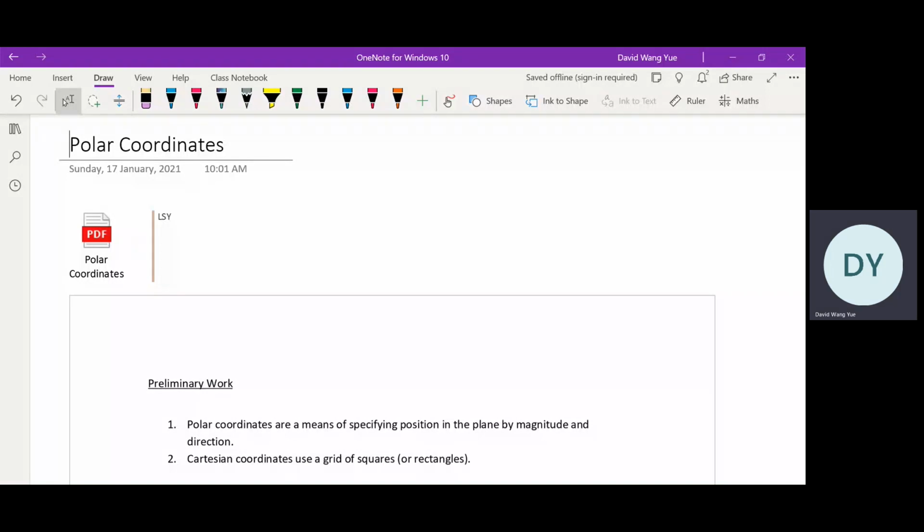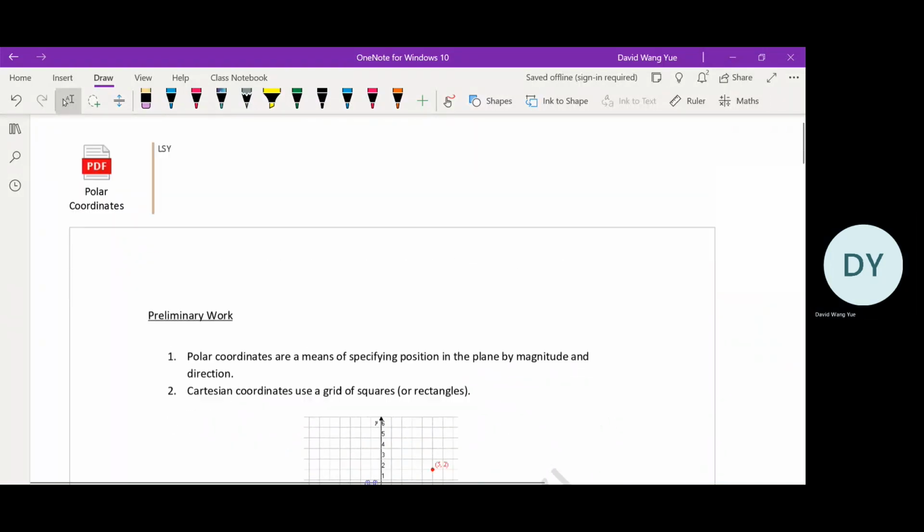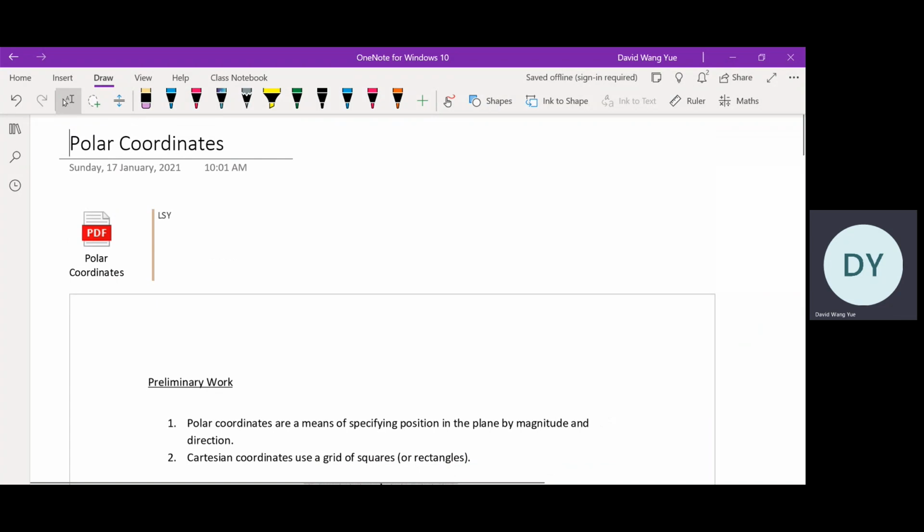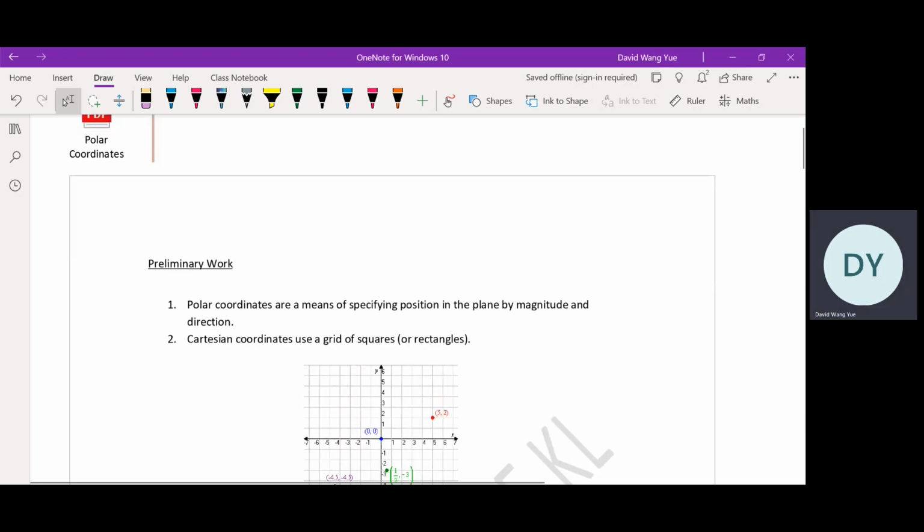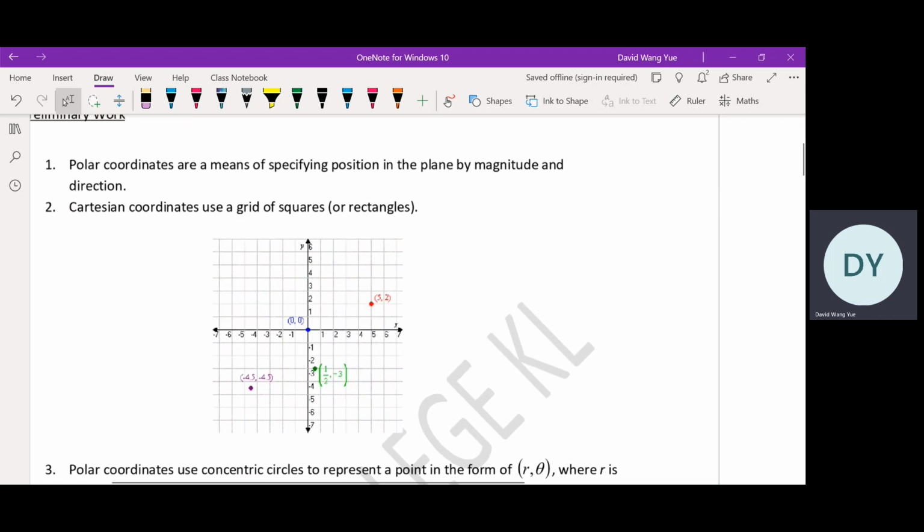In this video, I will talk about the polar coordinates. The polar coordinates is a prerequisite knowledge for the complex numbers. Okay, what is the polar coordinates? Now, polar coordinates are the means of specifying position in the plane by magnitude and direction.